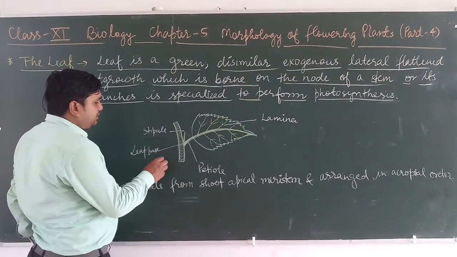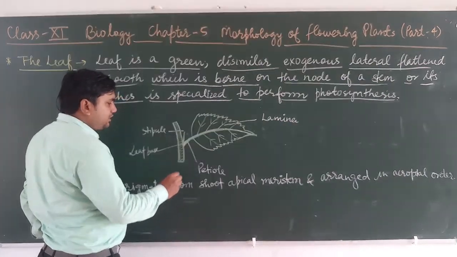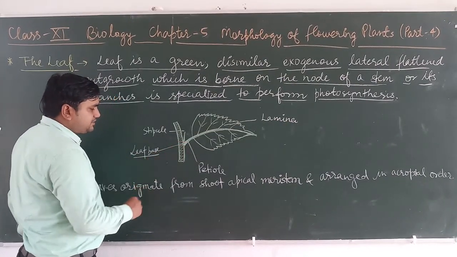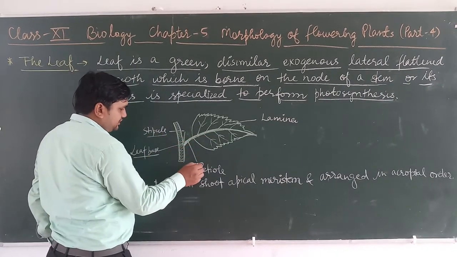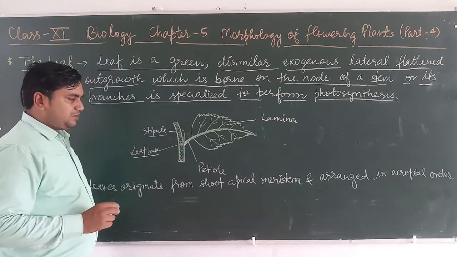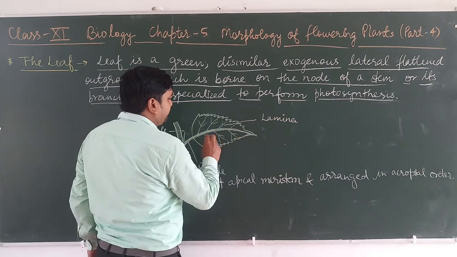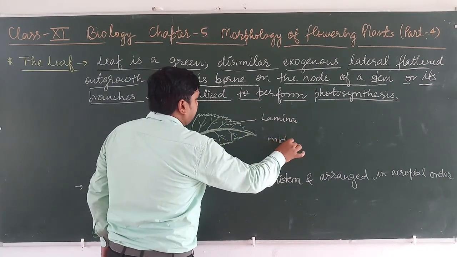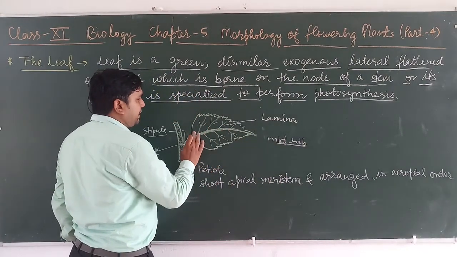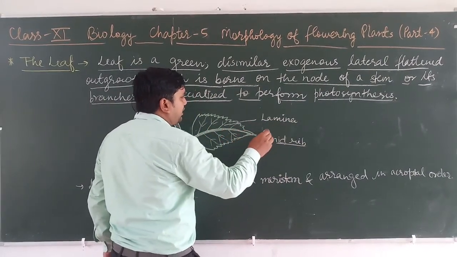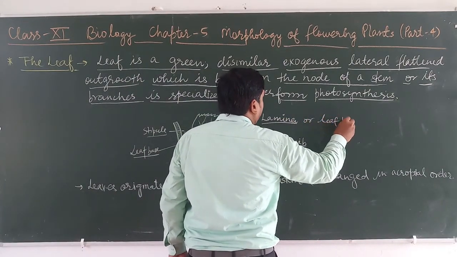Generally there are three main parts. They have the leaf base. This is the stem where the branch of the leaf starts. This point is known as the leaf base, this one is the stipules, and this is the petiole. These are the three major parts of the leaf, and after that this one is the mid-rib. This part is called the leaf blade or lamina.